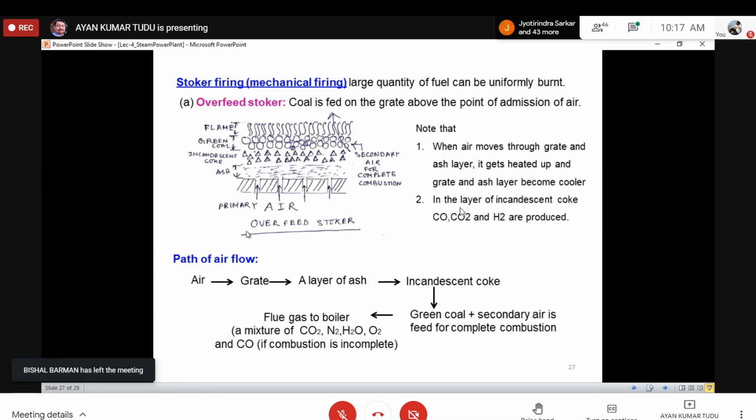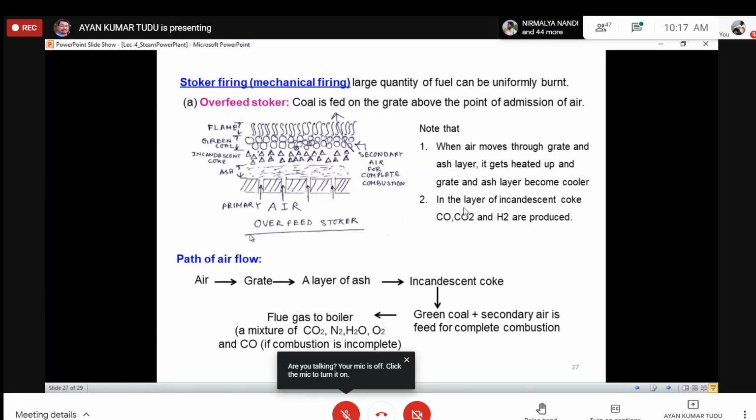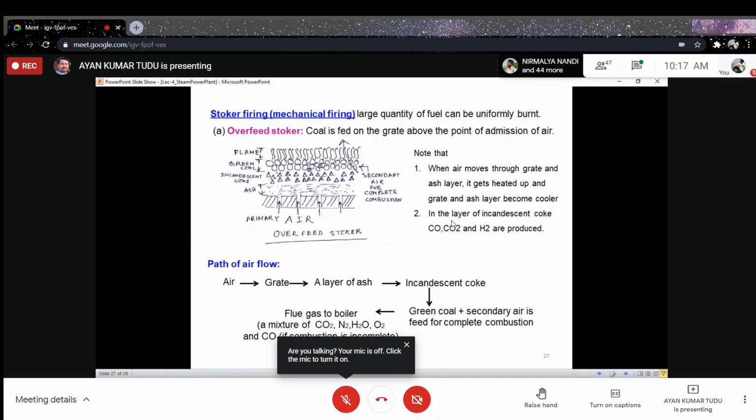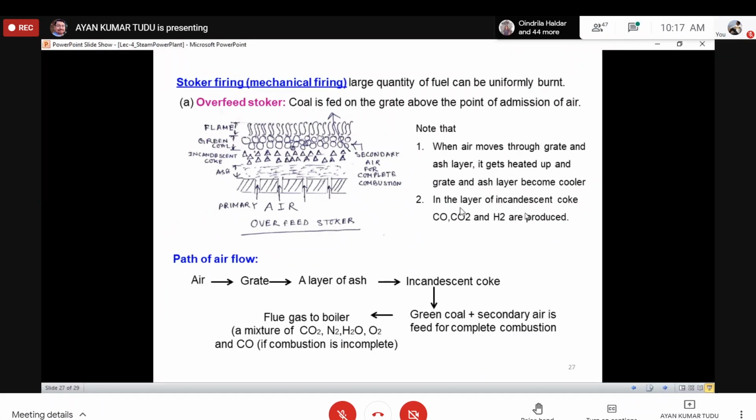So in the layer of the incandescent coke, carbon monoxide, carbon dioxide, and hydrogen are produced. Okay. So it needs a secondary airflow for complete combustion, as you can see. The path of airflow can be easily defined for this overfeed stoker. The air passes through the grate, then a layer of ash, then incandescent coke, then green coal plus supplementary air, or secondary air, for complete combustion, and then we have the flue gas, which is going to the boiler.